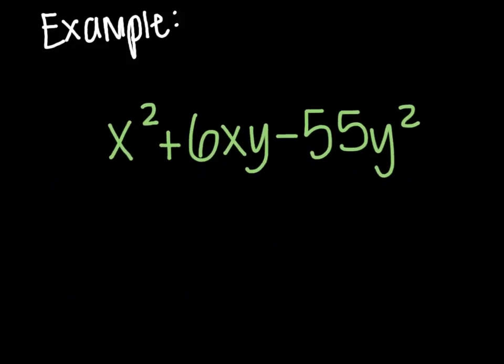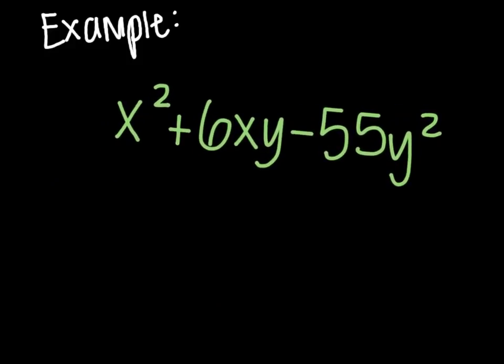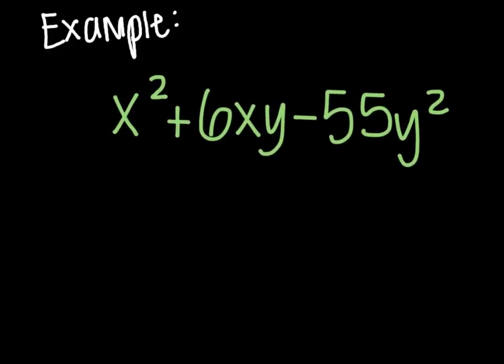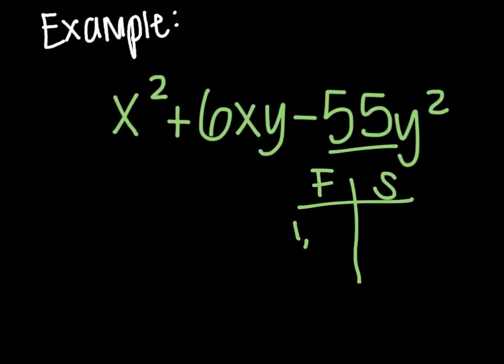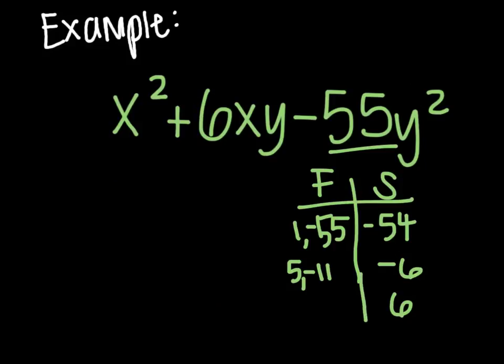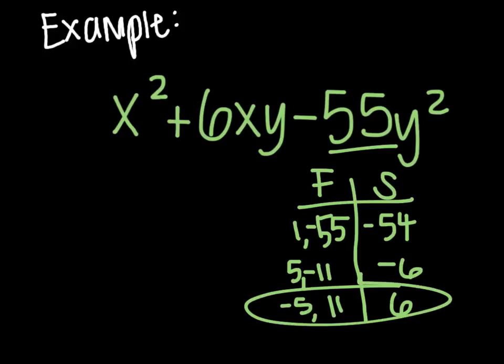Here's one example for you. I have x squared plus 6xy minus 55y squared. So I'm going to still find the factors and the sums of negative 55. So for example, I have 1 and negative 55. That would give me a sum of negative 54. I know the positive flip-flopping signs won't work, so let's try 5 and negative 11. The sum of that would be negative 6, which is in the right direction because we need 6, which means I just have to flip my signs. Negative 5 and positive 11 will give me the coefficients that I'm using.